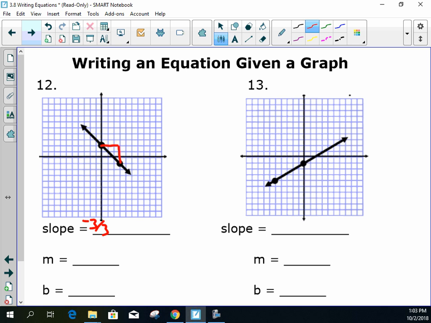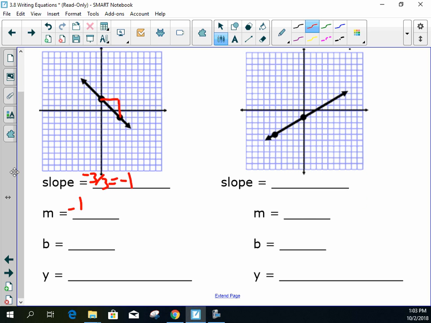How do I simplify negative 3 over 3? Negative 1. So my slope is negative 1. What is my y-intercept? 2. So now I have y equals blank x blank. My slope is negative 1. My y-intercept is 2. Bam, I'm done. Easy, easy, lemon squeezy.